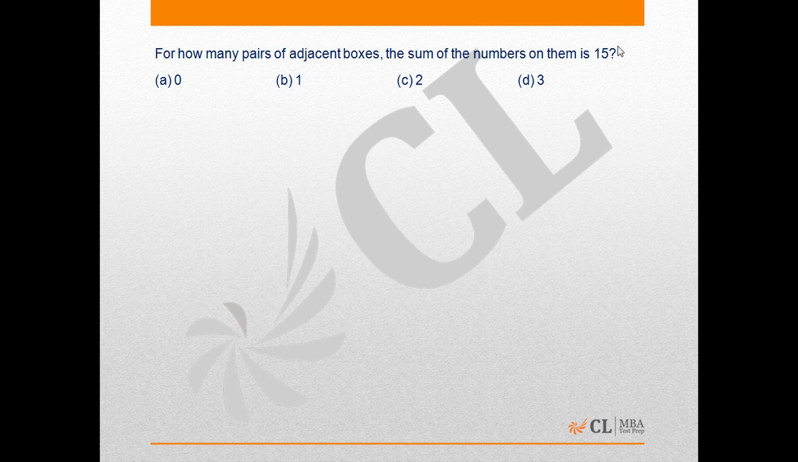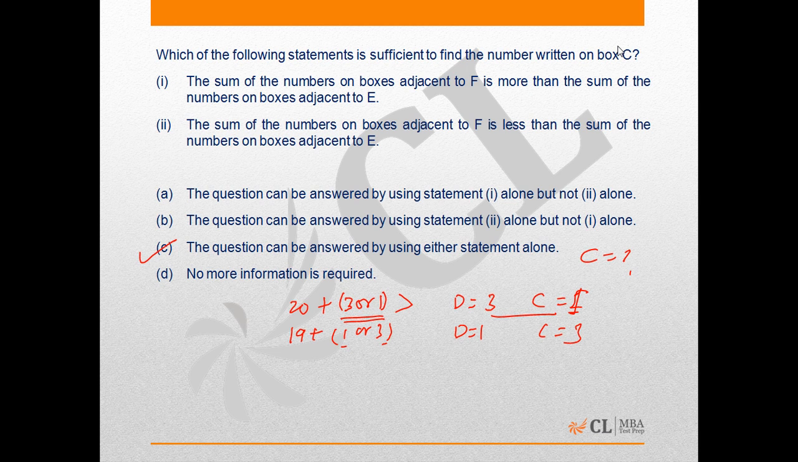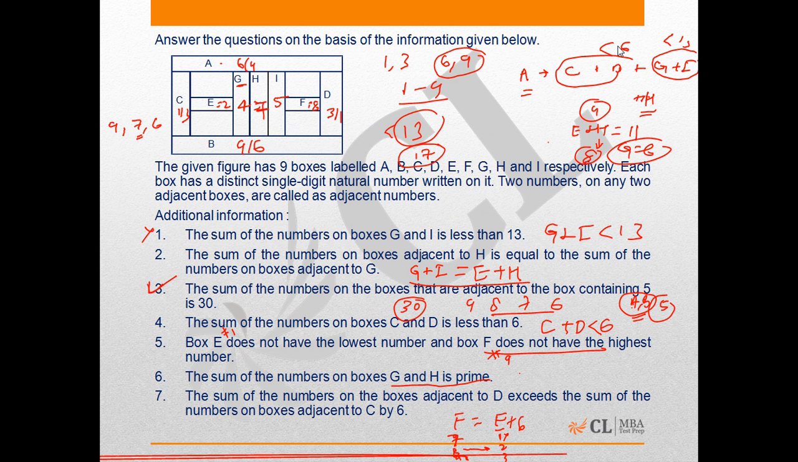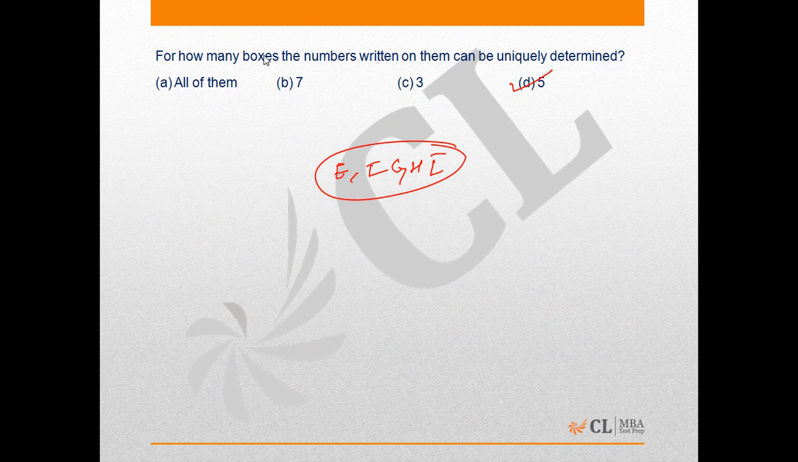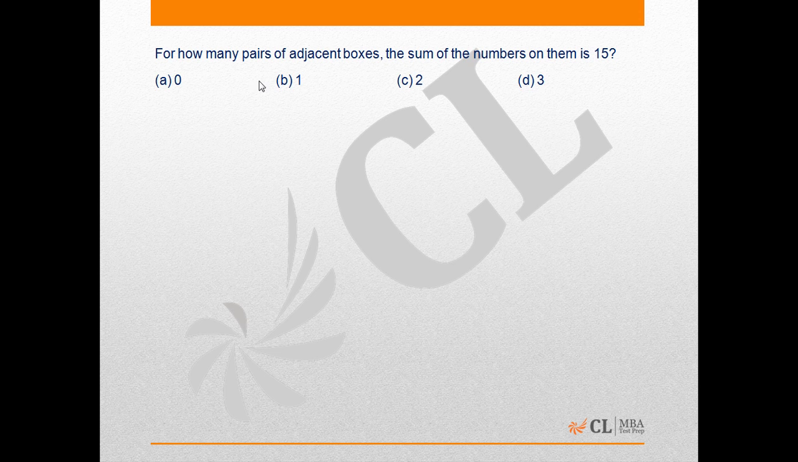In the next question it is asking for how many pairs of adjacent boxes the sum of the numbers on them is 15. On checking the grid, we find that there is no pair of adjacent boxes such that the sum of numbers on them is 15. Hence answer of this question has to be option A.